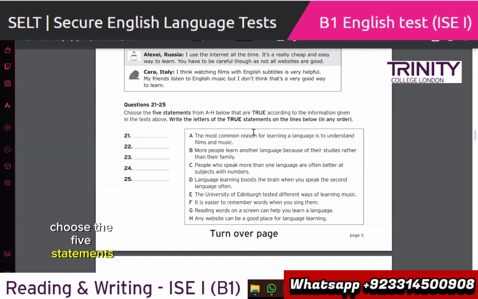Choose the 5 statements A to H below that are true according to the information given in the text above. Write the letters of the true statements on the line below. Anyone? Okay. In these lines A to H, these lines are in the paragraph. Which one is false and which one is true? The true ones I will write in 21 to 25.